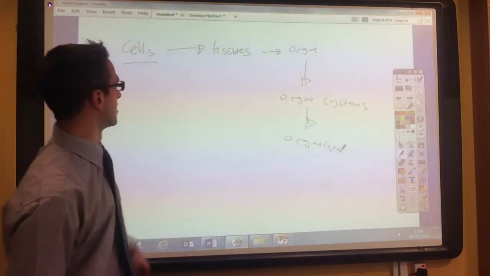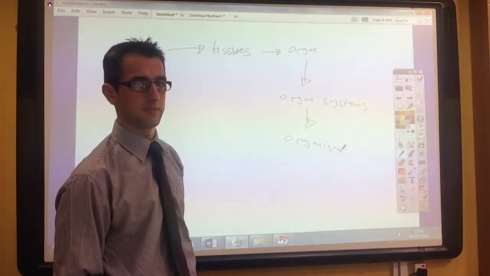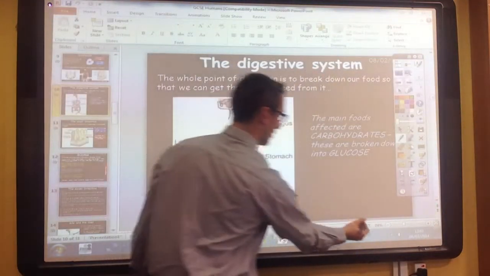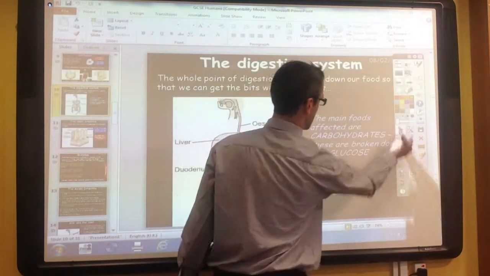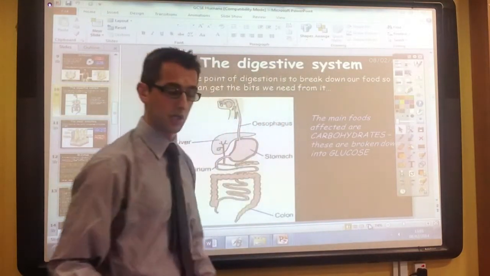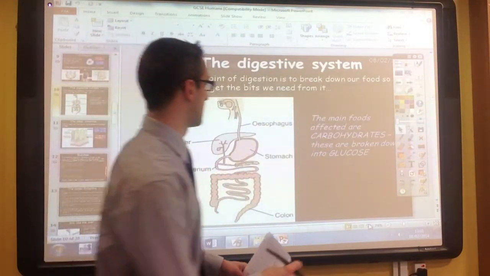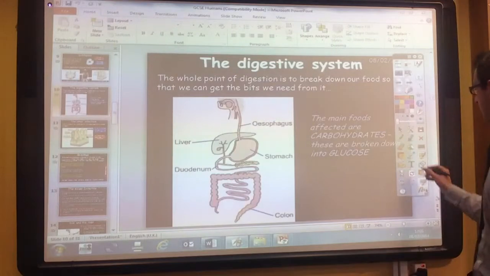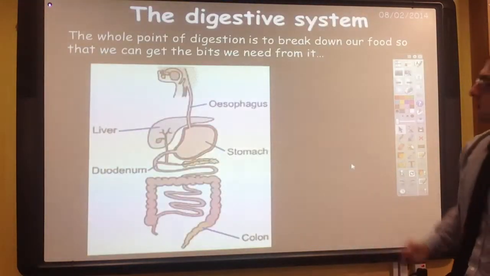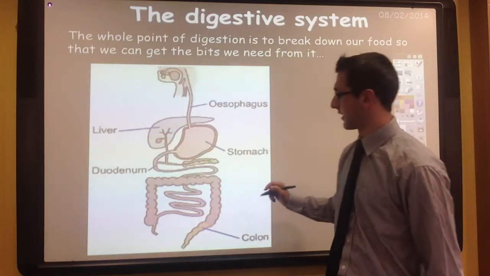We're going to be focusing on a few tissues, but primarily the organs of the digestive system. In your notes, you have a copy of the digestive system. You need to be able to label those key parts. And the key bits that we have are seen here on this slide. There's a few more to label as well.